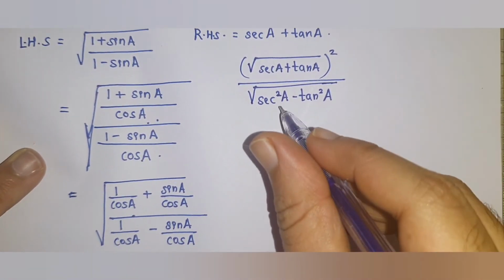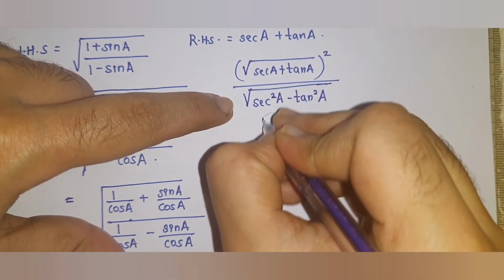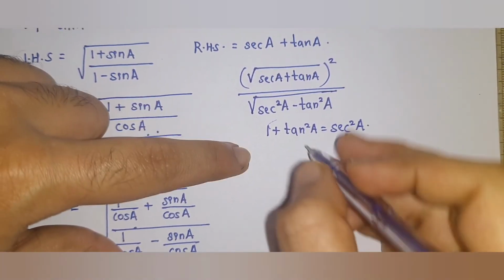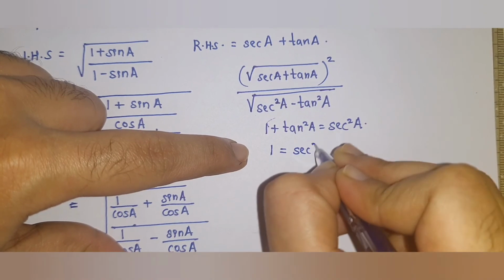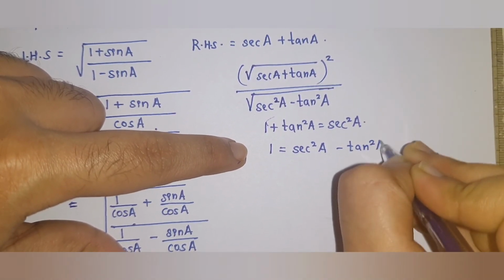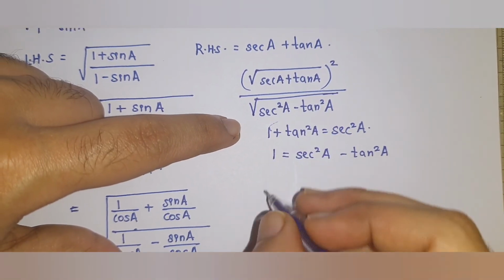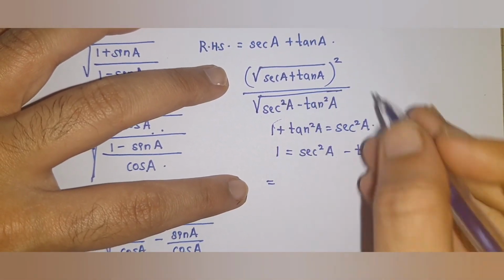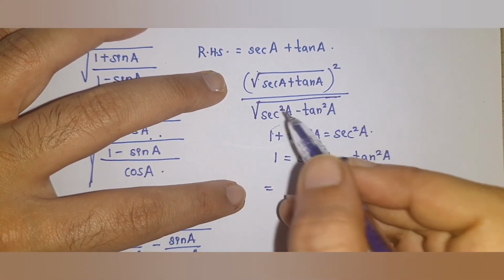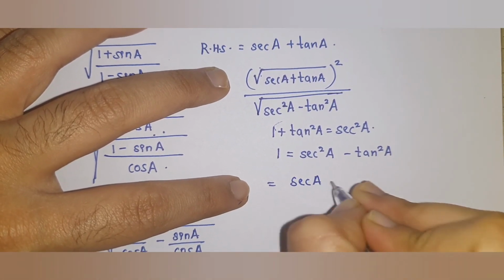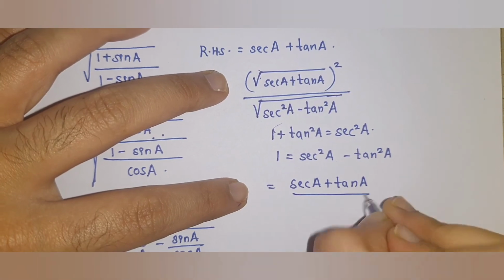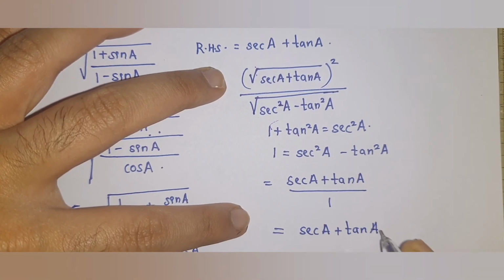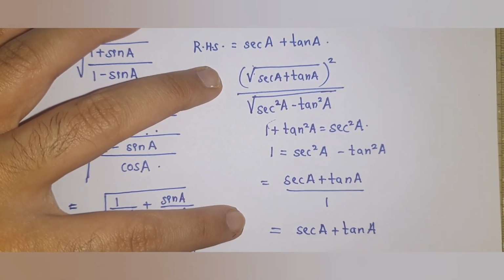This is our second trigonometric identity in the denominator, that is 1 plus tan square A is equal to sec square A. So by converting this, 1 is equal to sec square A minus tan square A. So we can substitute the value and we'll get the denominator as root of 1, that is equal to 1. So the numerator's square term and this under root term will get cancelled. So we'll be getting sec A plus tan A divided by 1, that is equal to sec A plus tan A, and that is our RHS.